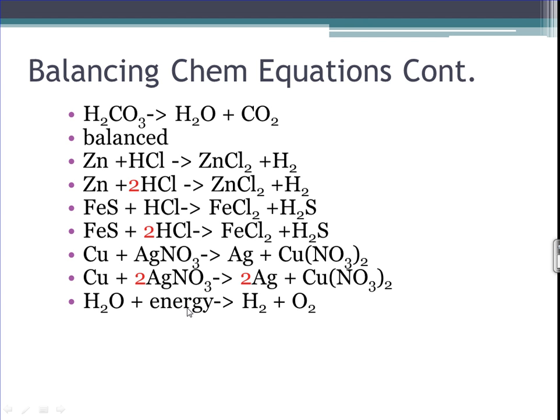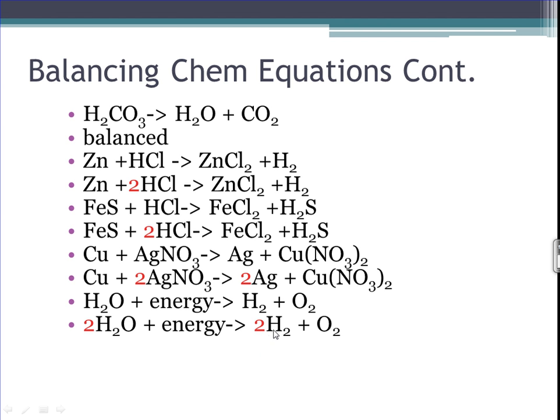Water plus some energy equals this. Where do I need to place my coefficients to make this work? It doesn't go in front of the energy. Clearly, we have to place a 2 and a 2 on both sides in order for this to work.